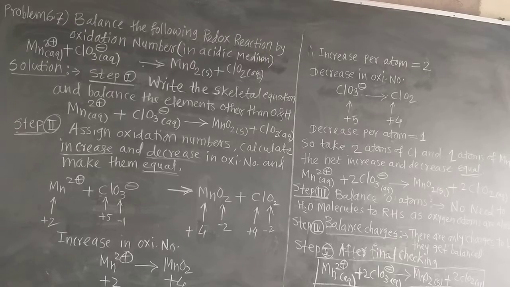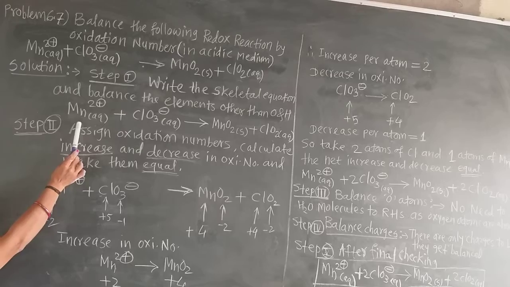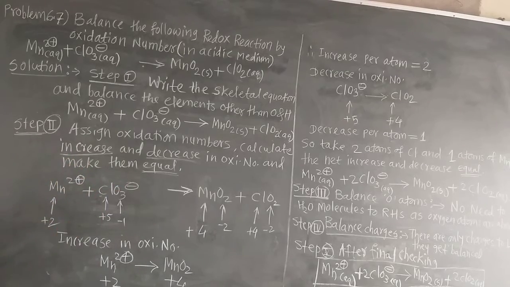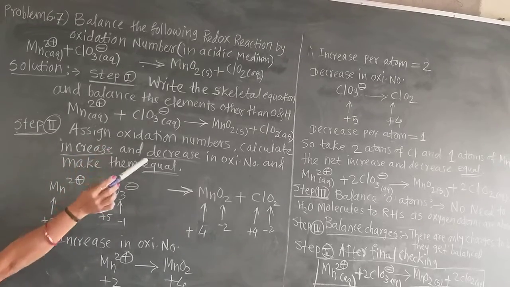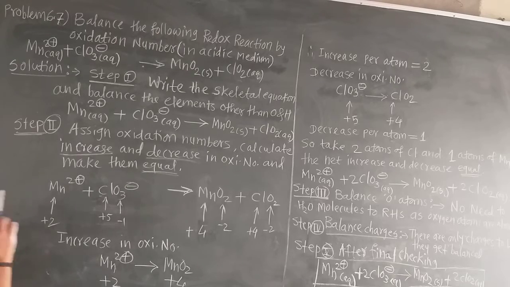Now in this skeletal equation, the other elements are manganese and chlorine, but they are already balanced here. See here, manganese is one atom, there is also manganese one atom. Chlorine is one atom, there also chlorine is one atom. So write down only the skeletal equation as it is.